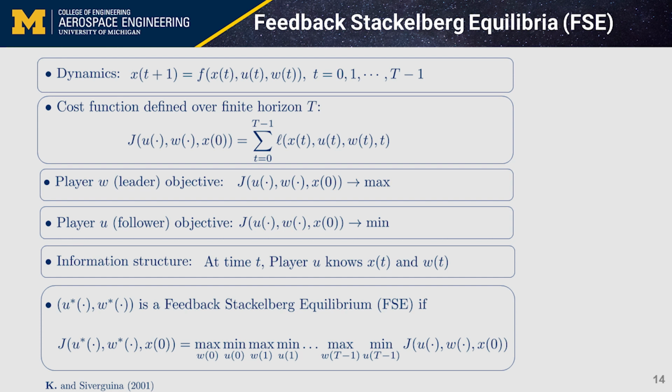The information structure of this game is such that at time t, the player u knows the state and also the move of the player w, the leader. Now, as this is a multi-move game, we have to extend the idea of Stackelberg equilibrium to the multi-move game, and the specific way of doing this that we chose is using the so-called feedback Stackelberg equilibrium, which corresponds to doing this iterative minimization, maximization with respect to our moves of this cost. And if you look through the papers, we rationalized why we felt that was a good setting.